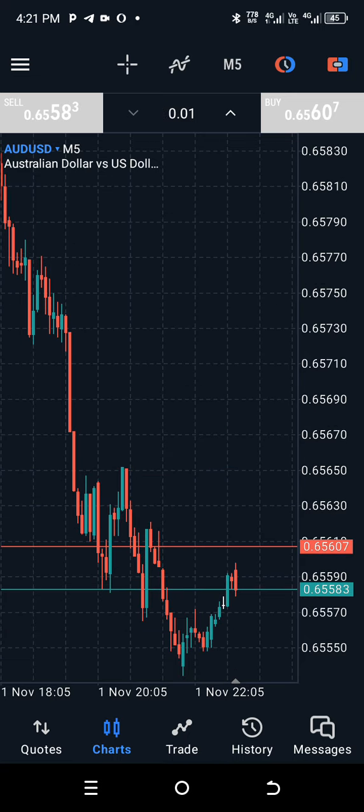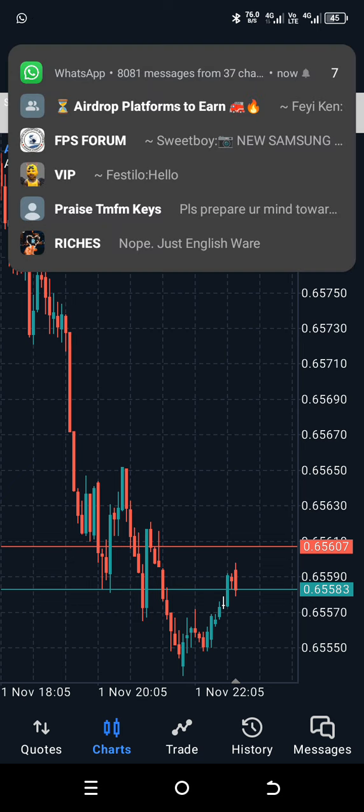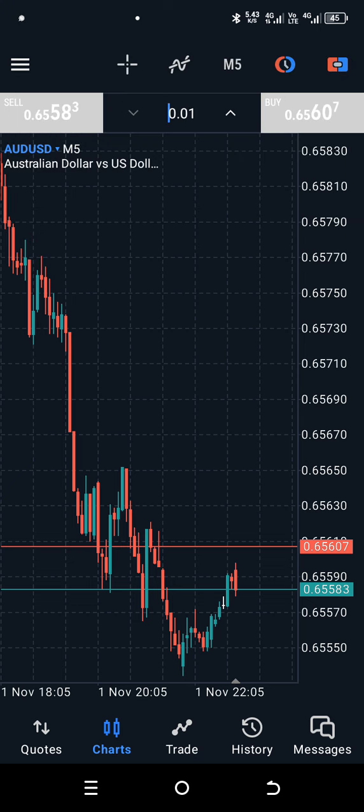Now let's assume I enter a trade with a lot size that is way higher, which will incur more losses on me, and I will end up losing my account. That's why most traders often crash out of the market: because they often enter the market with a high lot size.